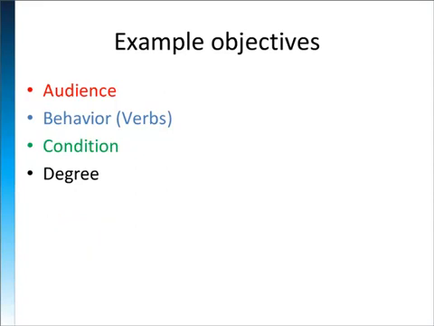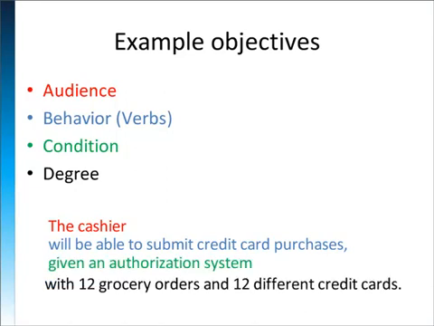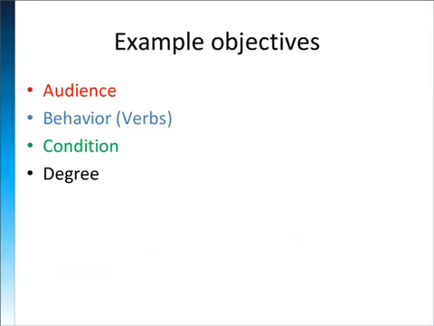So let's look at another example. The cashier will be able to submit credit card purchases given an authorization system with 12 grocery orders and 12 different credit cards. Now, the Dick and Carey text used a slightly different order for some of these objectives. So let's use their order to understand how this all works with another example.